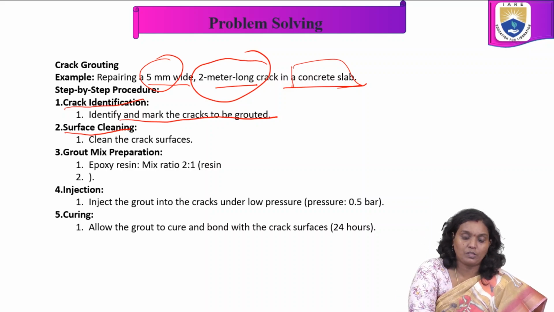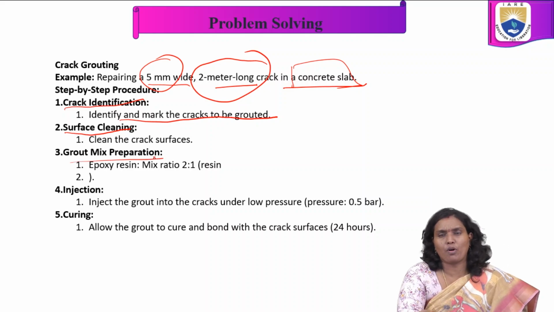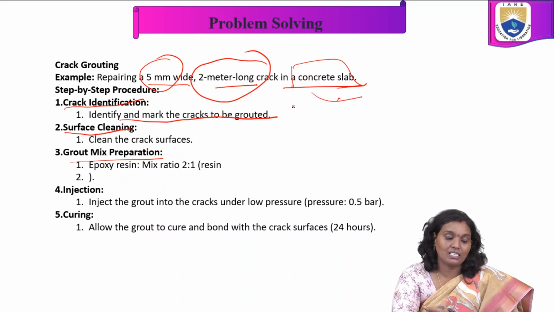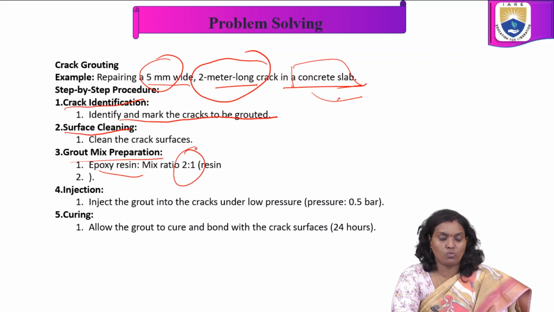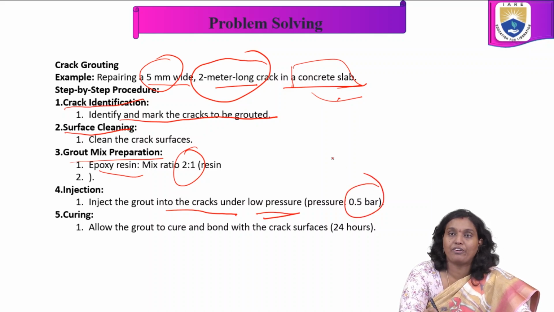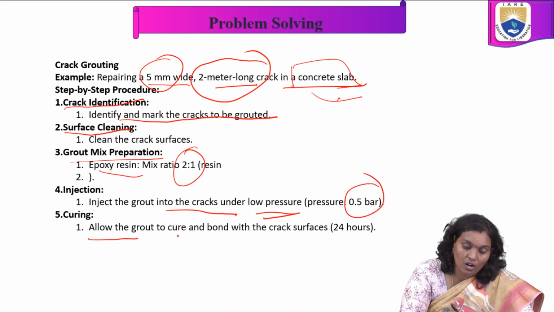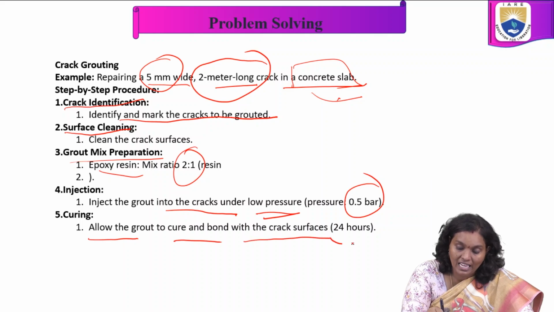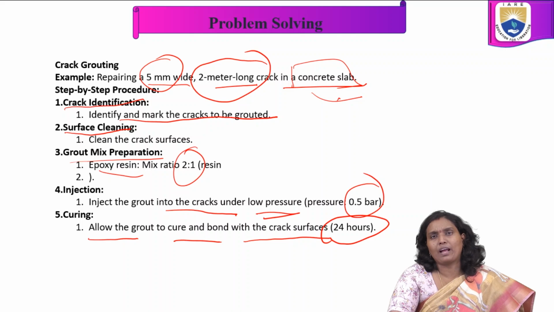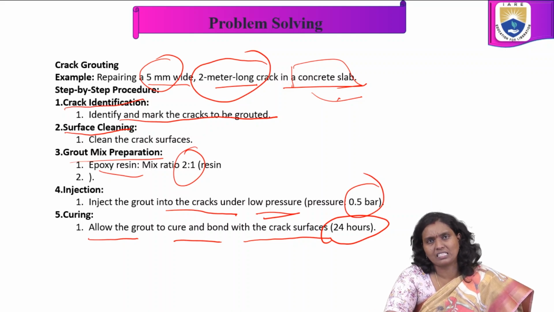And for the grout mix proportion, we choose which type of mix proportion is suitable for this concrete slab. For that it is epoxy resin, so that mix proportion is equal to 2:1. In this, inject the grout into the cracks under lower pressure, that is 0.5 bar. Allow the grout to cure and bond with the crack surfaces within 24 hours. These are the parameters which we are going to understand.